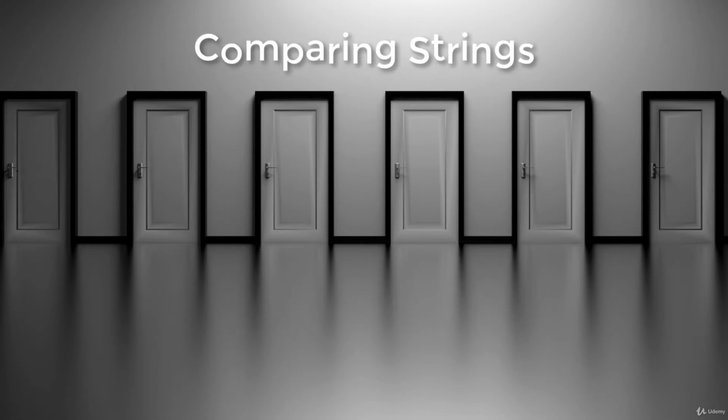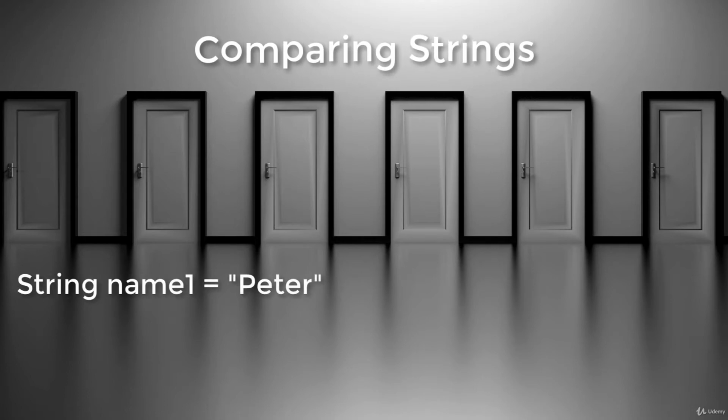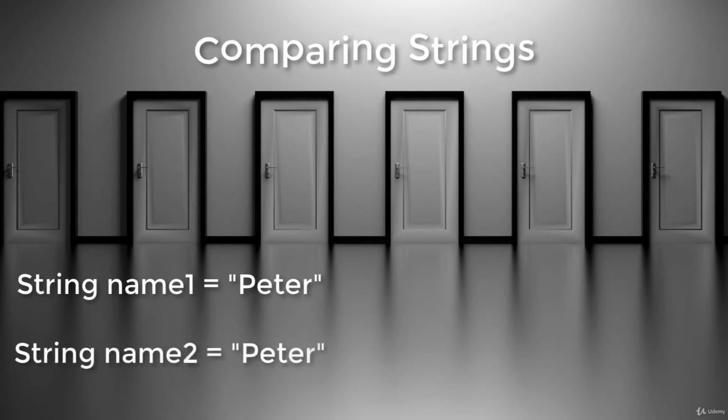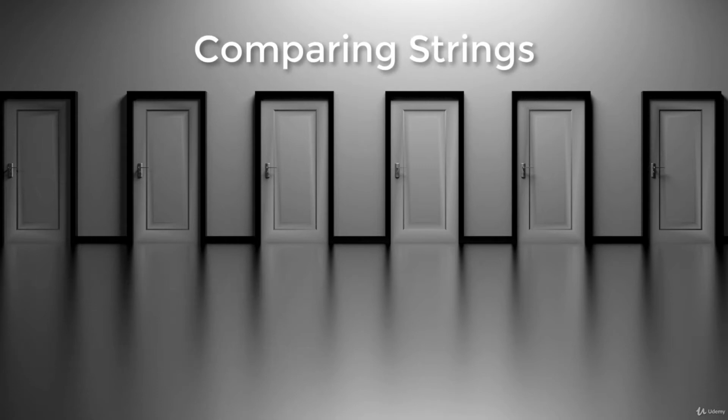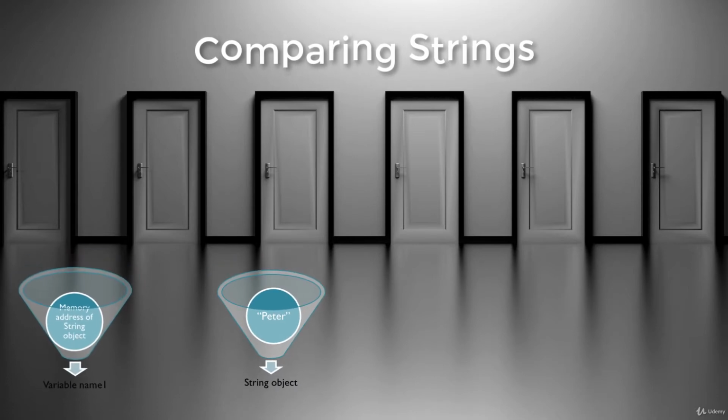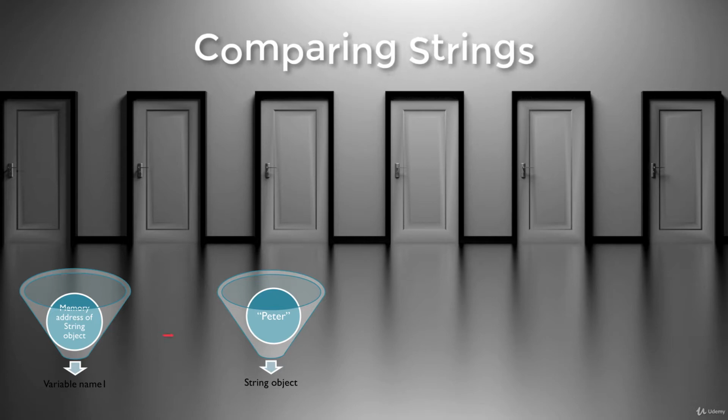We will look at classes and objects in more depth later on. For now, consider the following example. String name1 equals Peter. String name2 equals Peter as well. You can see the spelling for the two is exactly the same. So what happens in memory when we create these two strings or these two objects of text? Firstly, the string object with the text Peter will be created in memory. Then the name1 variable will be created and can store only the memory location of an object of type string or text. In this case, it will store the memory location of the text Peter, not the text itself.